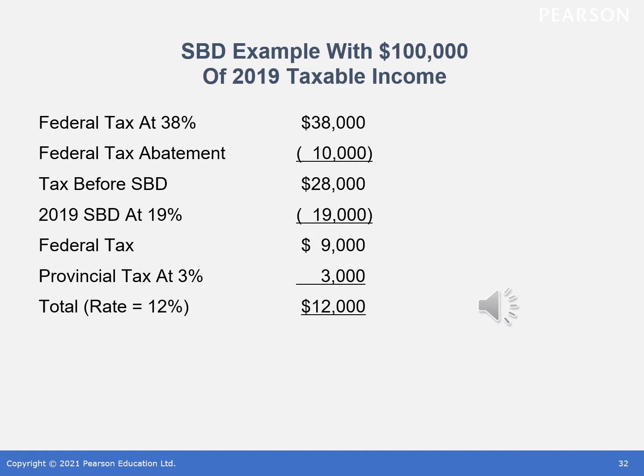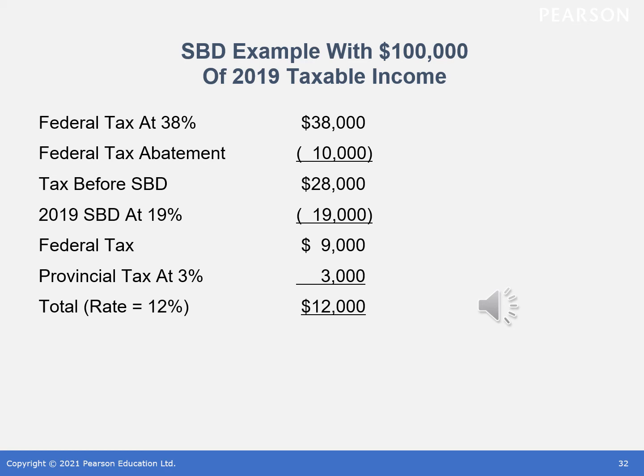A little example, the small business deduction with $100,000 of income in 2019. Federal tax rate would still be applied at 38%, offset with a tax abatement of 10%. So the tax before the small business deduction would be $28,000. The 19% deduction allowed for small businesses would create a credit of $19,000, resulting in a federal tax of $9,000.